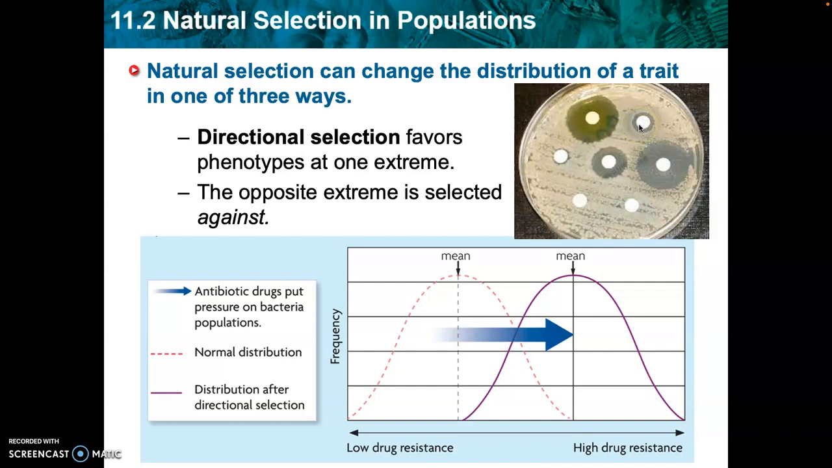Well, over time, as we use more and more antibiotics in the environment where these bacteria are living, it is going to select for the most resistant bacteria, and the ones that have a low resistance are going to be dying out. So over time, that will shift our curve to the right, and we'll see the mean level of drug resistance increasing over time. This is an example of directional selection because our curve has shifted in one direction. We have one extreme, high drug resistance, being beneficial. The other extreme of low drug resistance is being selected against.